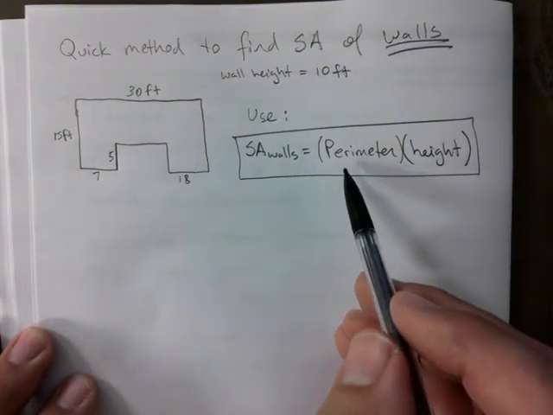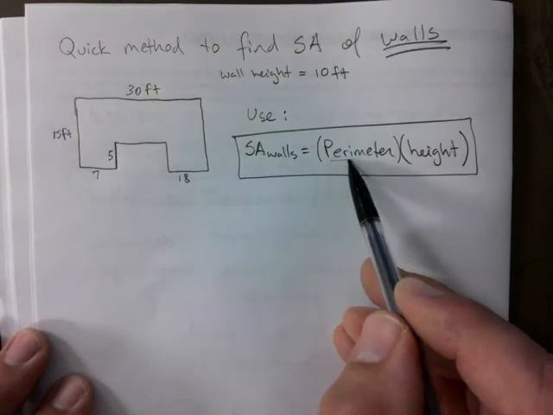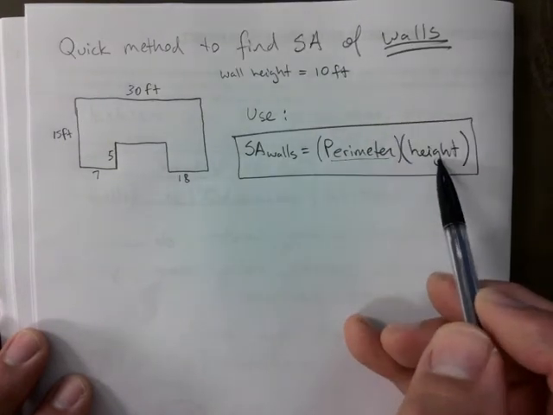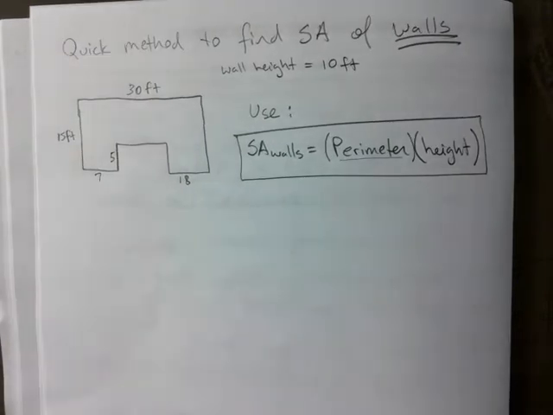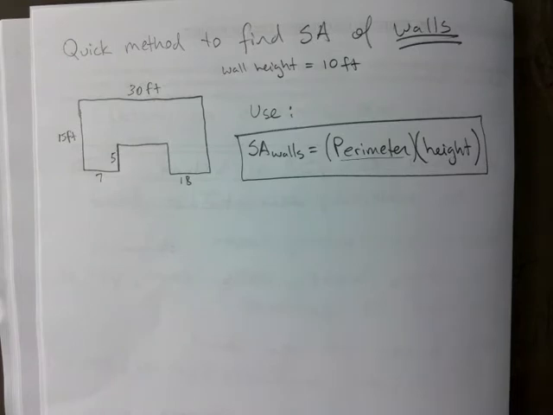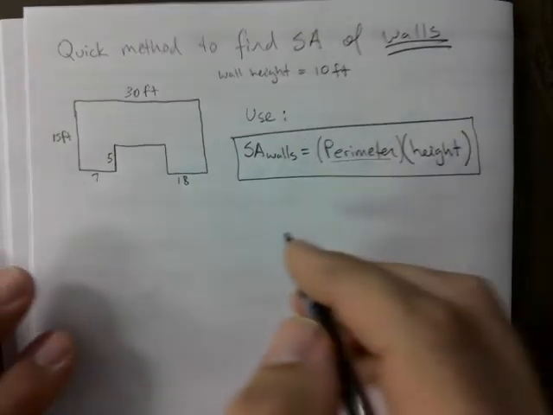So I want to stop though. Does that make sense that it's perimeter times height that would give you the surface area of the walls? If I added all the distance around this room and then just multiply it by the height, you're effectively finding the surface area of the walls in one step. Well, you've got to find the perimeter and then times height, right?